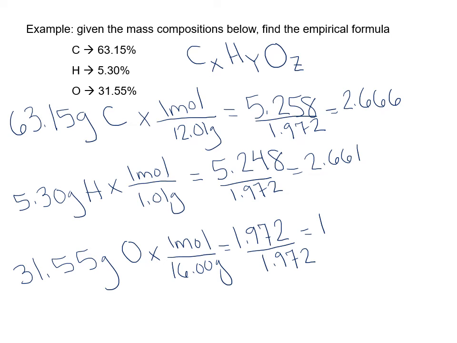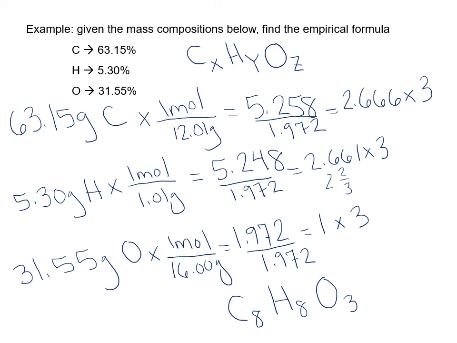Notice that 0.66 is about 2/3, right? So this is about 2 and 2/3. So I know that if I multiply this by 3, it'll give me a whole number. Same thing up here. I multiply all of them by 3, and I end up with 8 as the carbon value, 8 for the hydrogen value, and 3 for the oxygen value. And so that's the empirical formula.